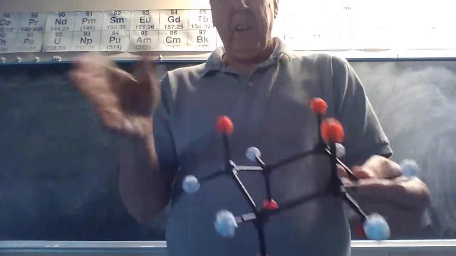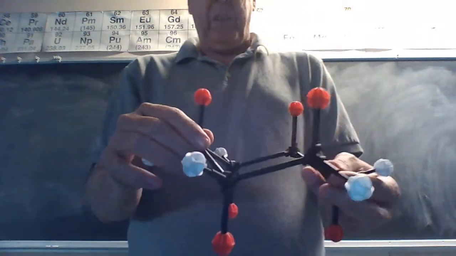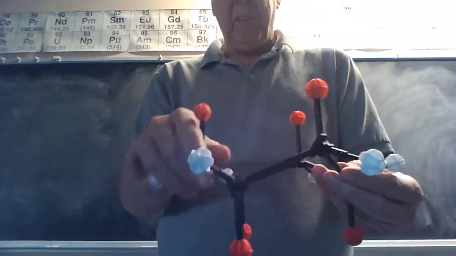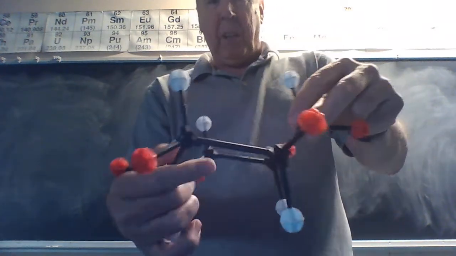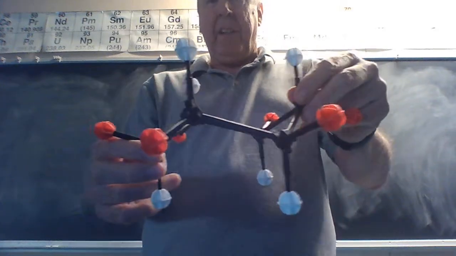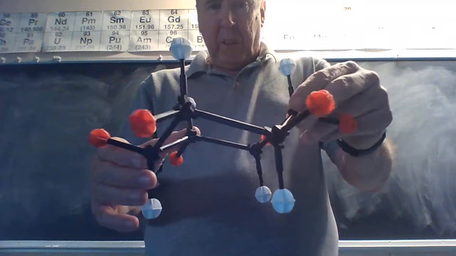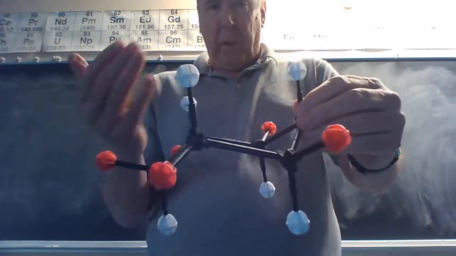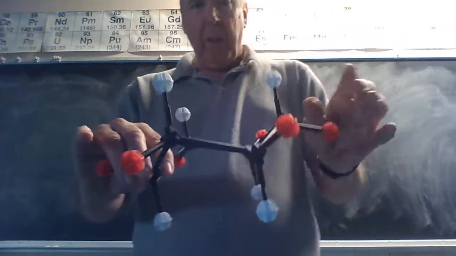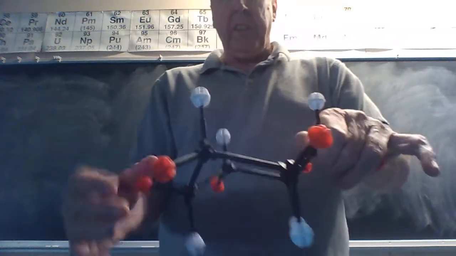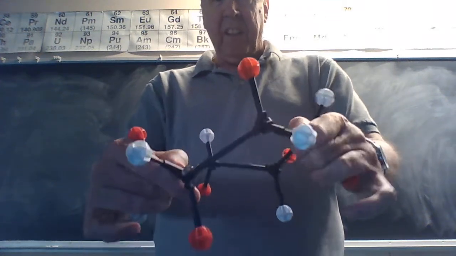All right, so what used to be equatorial is now axial. What used to be axial is now equatorial. Okay, we can ring flip back, same process. Now we got to the other chair conformation, where now the white ones are axial and the red ones are equatorial, just like what we started with.